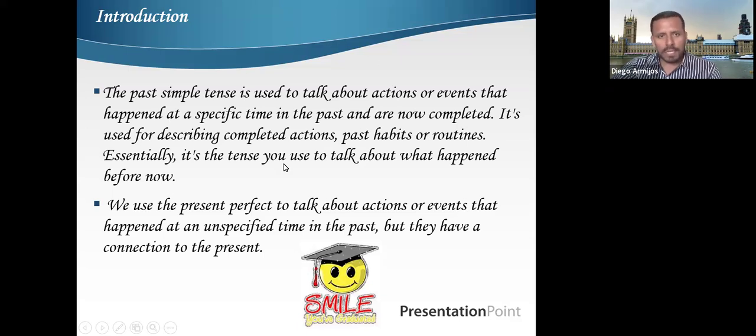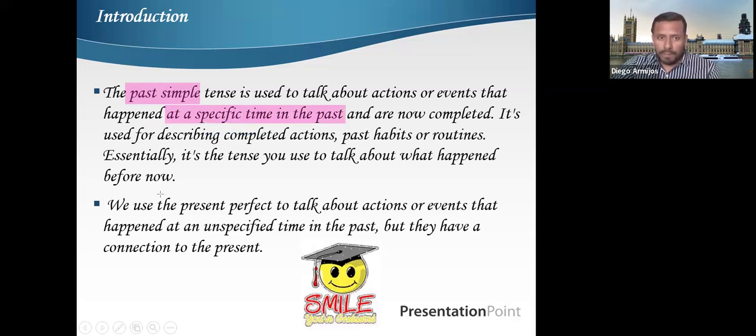On the other hand, we have the present perfect. We use it to talk about actions or events that happened in the past, but they have a connection to the present. Okay, guys, I'm going to emphasize a little bit here, yeah? Pay attention. The past simple, okay, is used at a specific time in the past, okay?